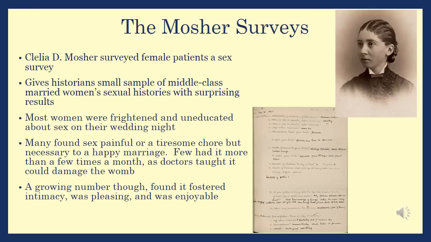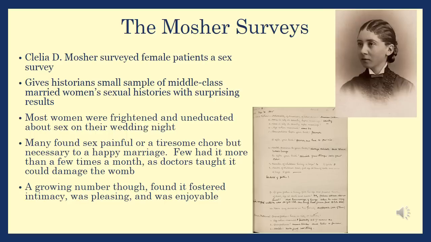So she gave out these surveys to many of her middle-class female patients and asked them about their marriages and about their sexual lives and their sexual intimacy with their husbands. And so we now have this small sampling of middle-class married women's sexual histories as a result of this. And what we've found from these documents is that most women were still frightened and uneducated about sex on their wedding night. Because while men received a good deal of sexual education and very few of them were still virgins upon marriage, women knew almost nothing about sexuality or even about their own bodies on their wedding night, and so it must have been a very scary experience for them.